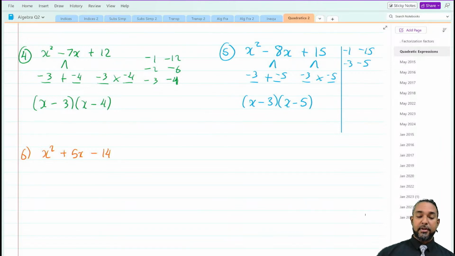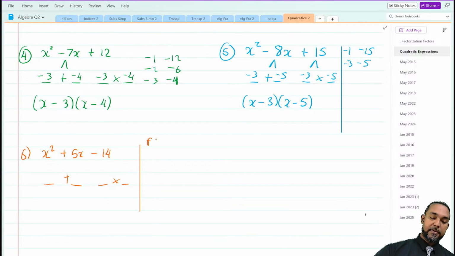Now, you'll notice here that this constant in the back is actually negative this time. The term in the middle is positive. So what's going to happen here is we're still looking for factors of minus 14, and when you add them together, it'll give us back positive 5. Now, like I said, don't worry about the signs just yet. Just focus on the factors. What are your factors of 14? 1 and 14 and 2 by 7.